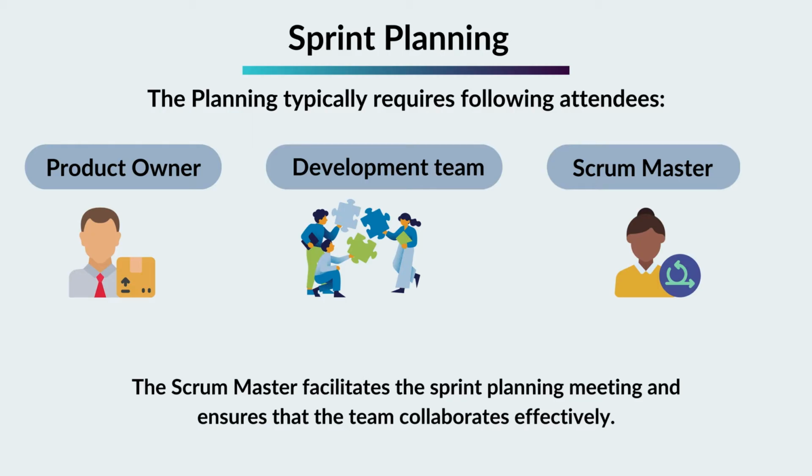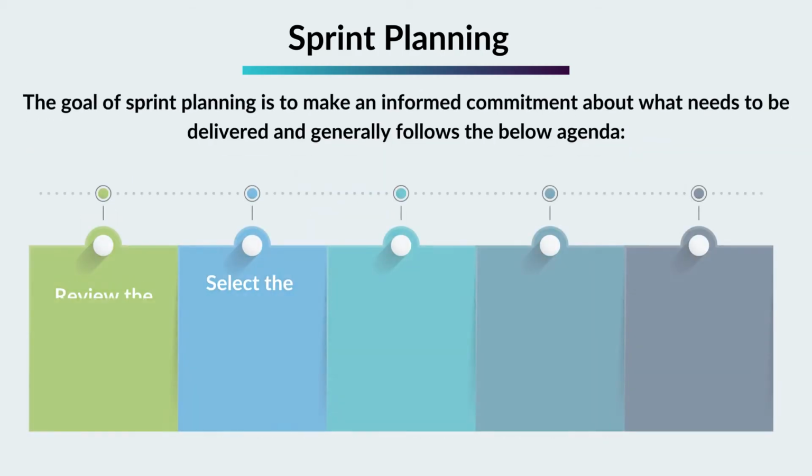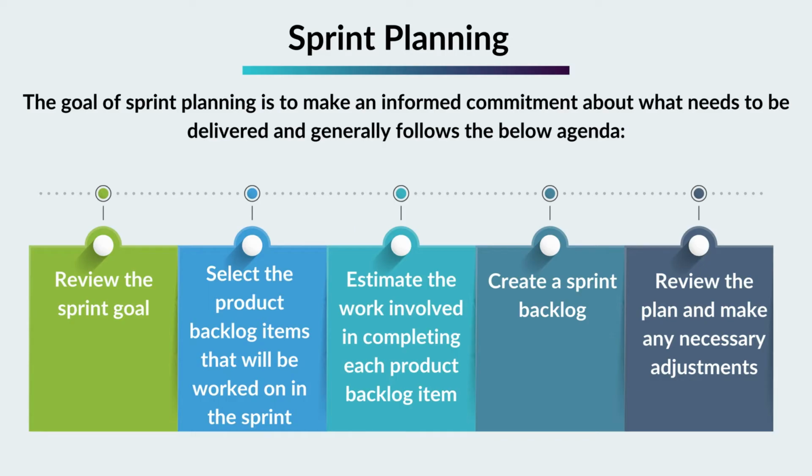The goal of sprint planning is to make an informed commitment about what needs to be delivered and generally follows the below agenda. Review the sprint goal. Select the product backlog items that will be worked on in the sprint. Estimate the work involved in completing each product backlog item. Create a sprint backlog. Review the plan and make any necessary adjustments.